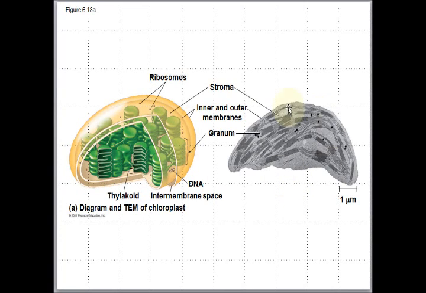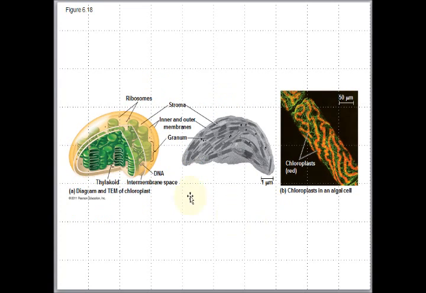And then here we have a TEM of the chloroplast. Kind of shows a cross section, some of the same things. Here we have the same pictures, but on the right hand side we have an algae cell, and the chloroplasts are showing up in the algae cell. They've been marked with a red dye, or perhaps color-coded with a computer to make them show up.